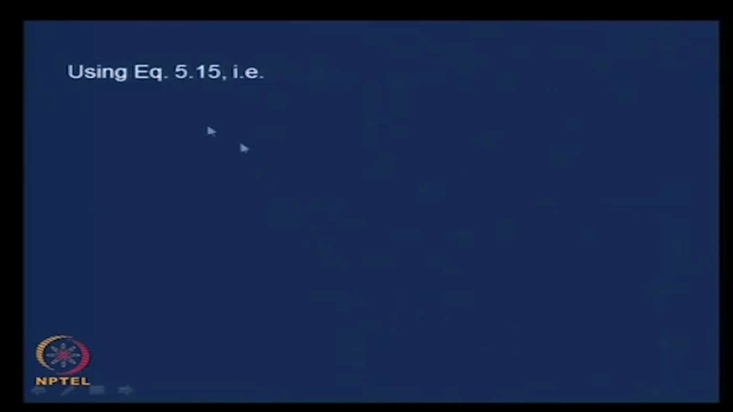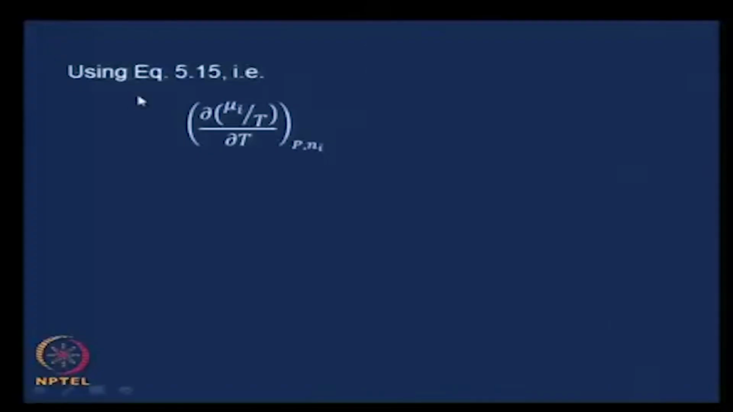Now, using equation 5.15, which is, remember, the third equation that we derived when we took a detour in module 5. Now it is coming in handy. ∂(μi/T)/∂T at constant P and Ni, we have already shown as equal to minus H̄i, the partial molar enthalpy, divided by T squared.